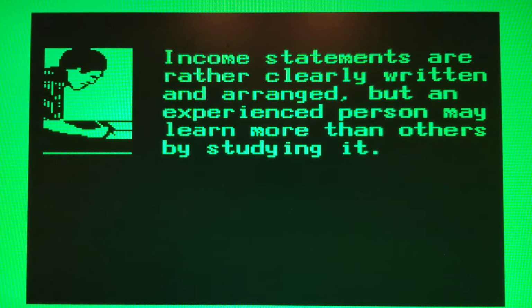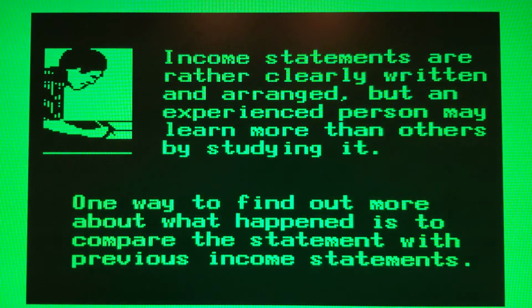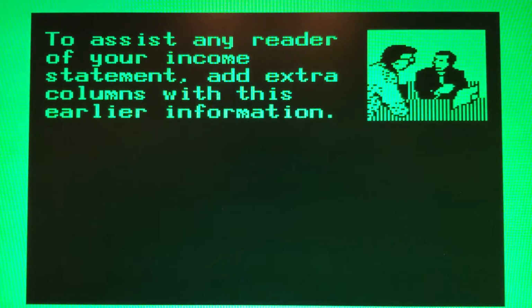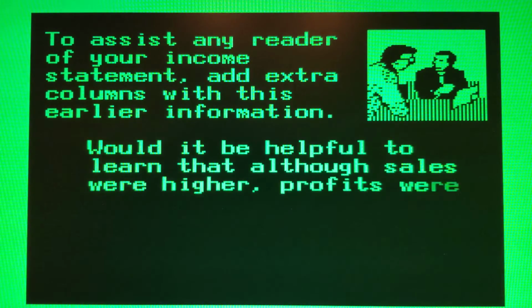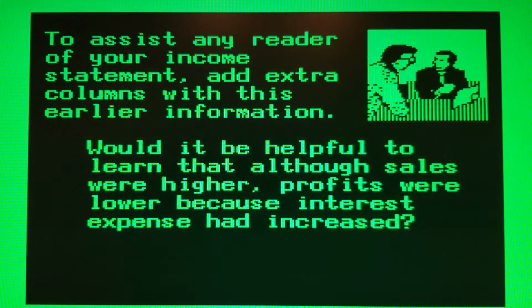Income statements are and should be rather clearly written and arranged, but an experienced person may be able to learn more than others by studying it. One way to find out more about what happened is to compare the statement with previous income statements. The second quarter income may be compared with the first quarter or the second quarter of previous years. To assist any reader of your income statement, you may add extra columns with this earlier information so that each revenue and expense item can be compared with a comparable earlier period. Would it be helpful to learn that although sales were higher, profits were lower because interest expense had increased?